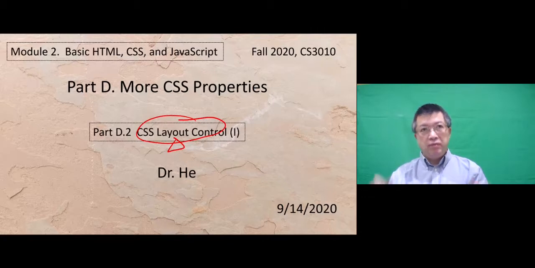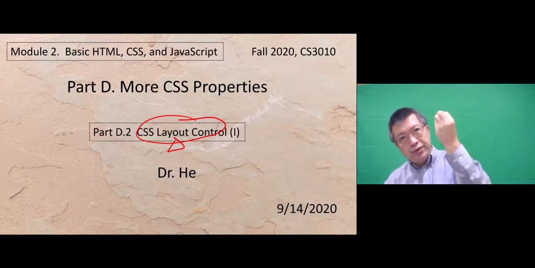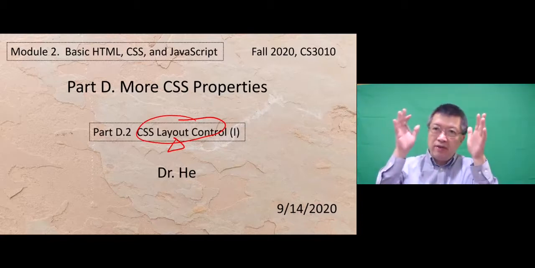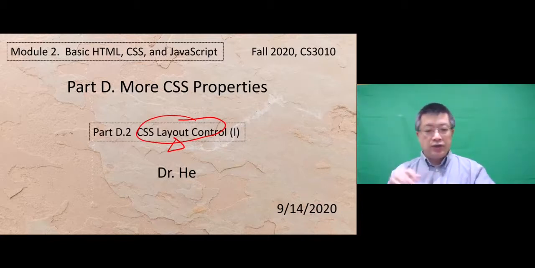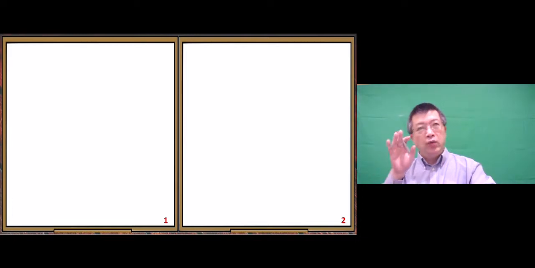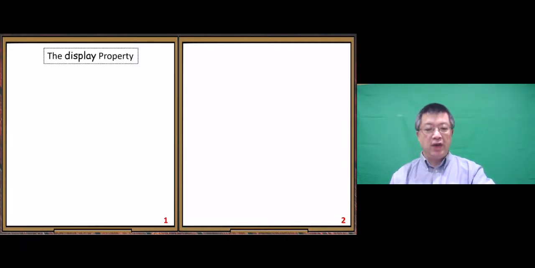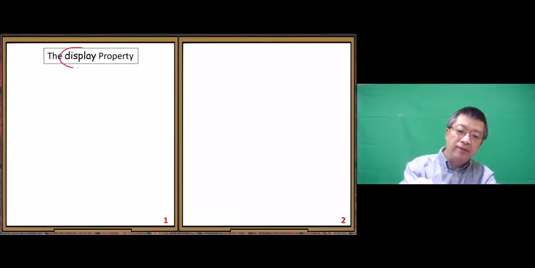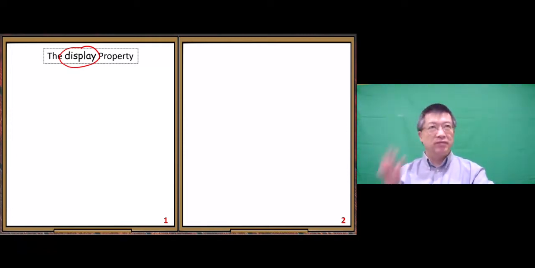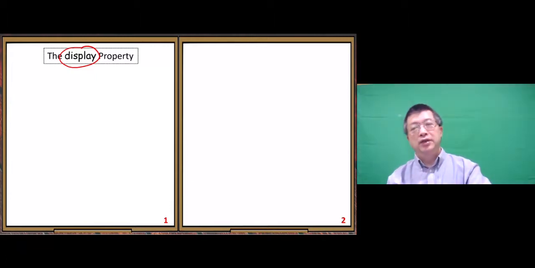It is a relatively big topic, so I plan to use 3 videos, D.2, 3, and 4. For the remainder of this class, we cover this important topic. So we start with the first one, part 1. In part 1, we study one special property that people use for the layout. It's called the display property. It is a very simple property, but quite useful for the layout. So let me explain how to use this property.